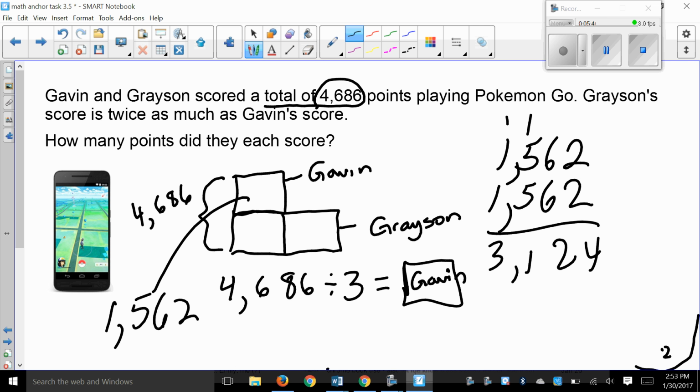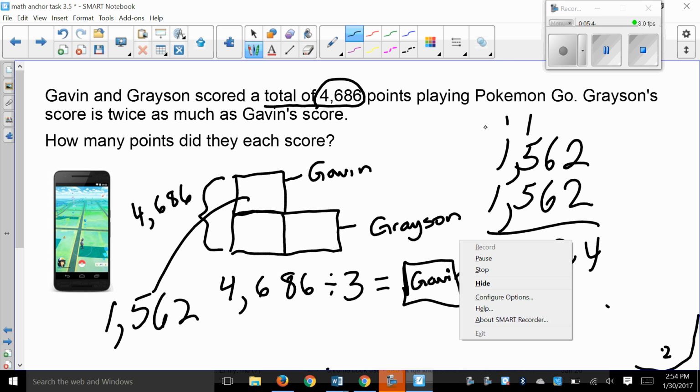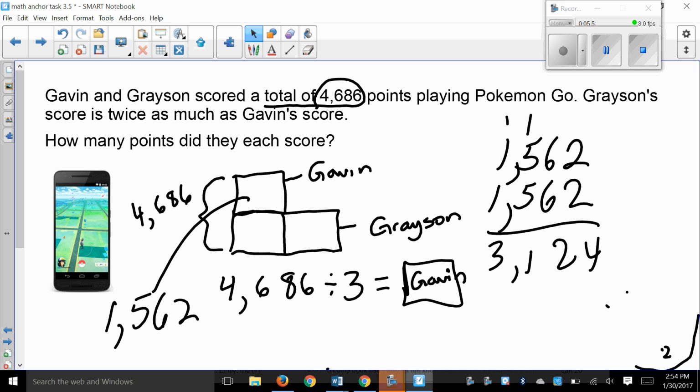I can check my answer. First of all, the question says how many points did they each score? Gavin, that score, Grayson, this score. So I can check by adding those two numbers together and seeing if they add up to the total number of points. So let's see.